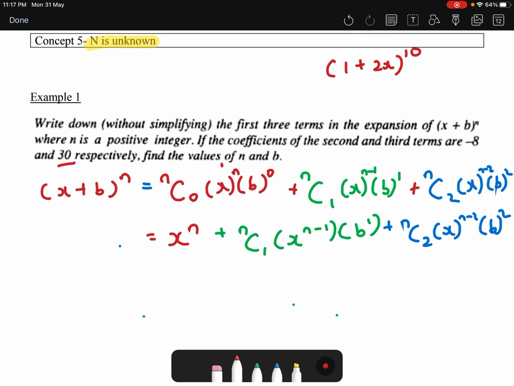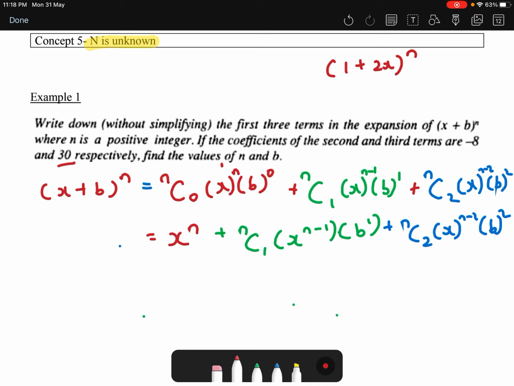Alright, so the last concept of our binomial expansion will be when we are not given any n. Normally we are given something like this, right? Bracket 1 plus 2x bracket to the power of 10. So the power is normally given. But for our last concept, we will not be given any power. So this 10 will become just any number, unknown n. We are required to find what is the number n.